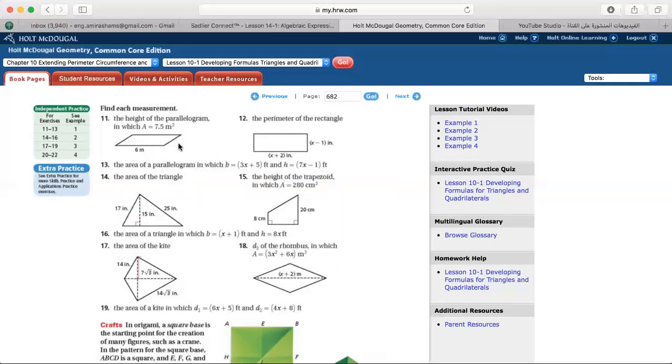What is required here? It is required to get the height of the parallelogram. So, area of the parallelogram is, let me write here, base multiplied by height. Area is equal to base multiplied by height. The area here is 7.5 is equal to, they want here the height of the parallelogram. The base is given here, which is 6. 6 multiplied by height.